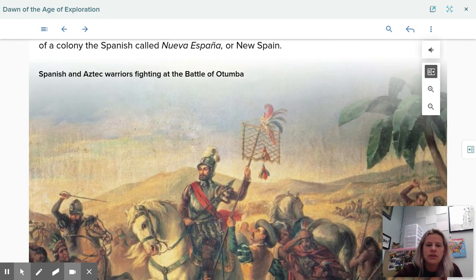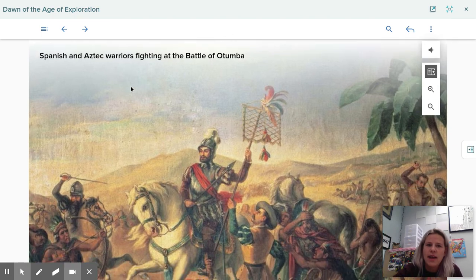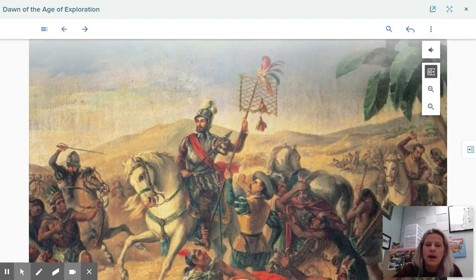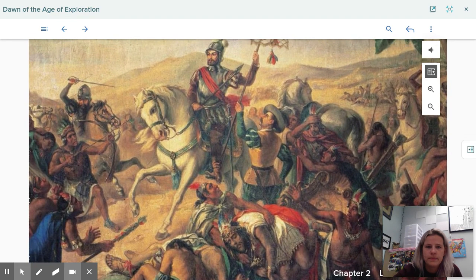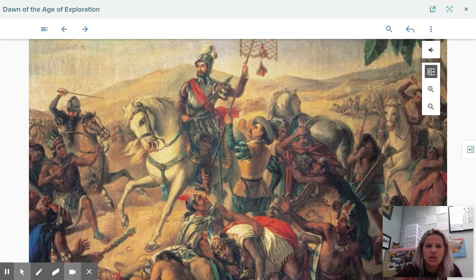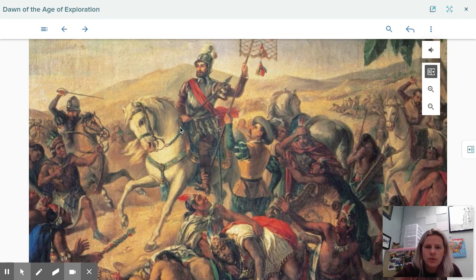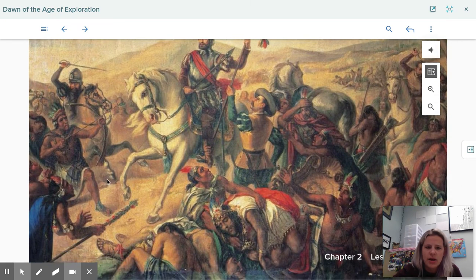And this is just a painting of the Spanish and Aztec warriors fighting at the Battle of Otumba. You can see the Spanish conquistadors, the Spanish on the horses with spears and better swords. And you see these Native Americans, many are keeled over on the ground here and trying to fight, but looking defeated.